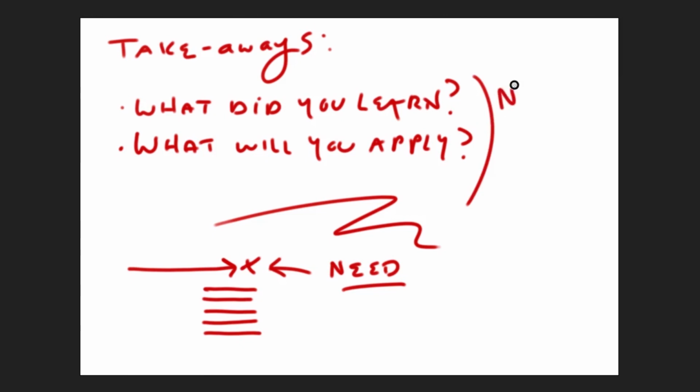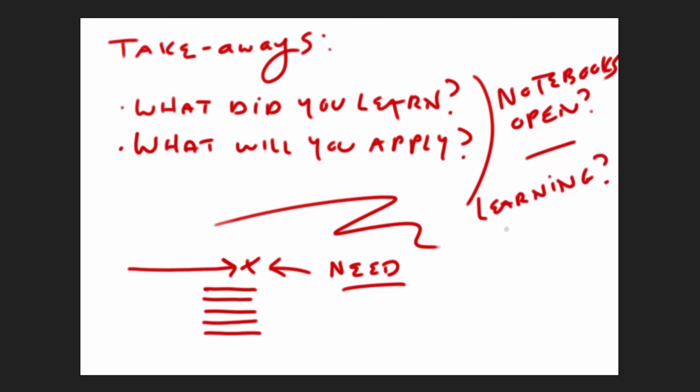are your notebooks open? In other words, are you learning? What do you have now because of the critique and because of doing this assignment that you didn't have prior to that? And then what will you do with that? Just some things to think about.